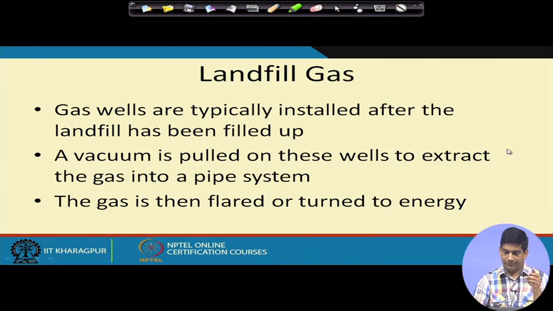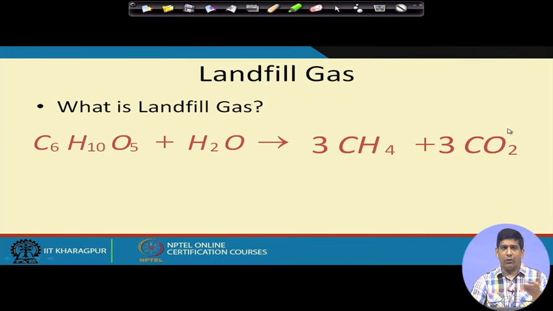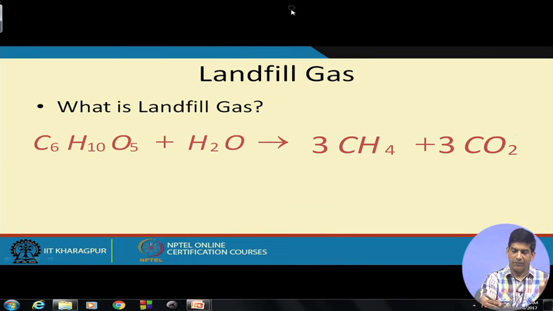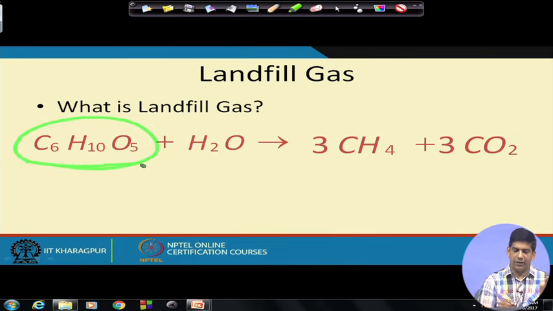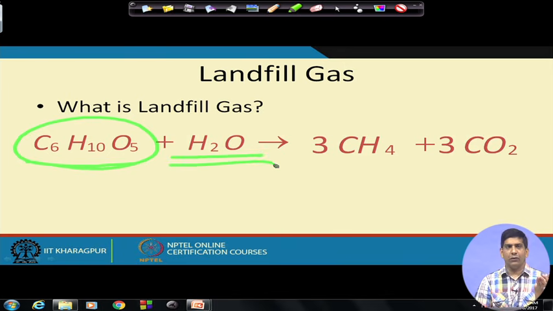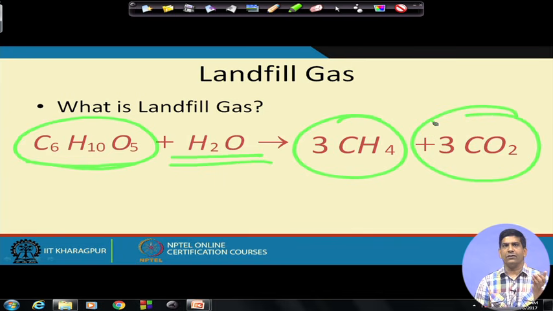And so what is the landfill gas? We already talked about that. You have your organic matter, this is typical, very simple organic matter, and in the landfill water is present, so it will react with water, and then it gives you methane and CO2. Those are the two produced in landfill gas, and this is an anaerobic system. In an aerobic system, we'll have oxygen being supplied, and we'll see only CO2 coming out of that.